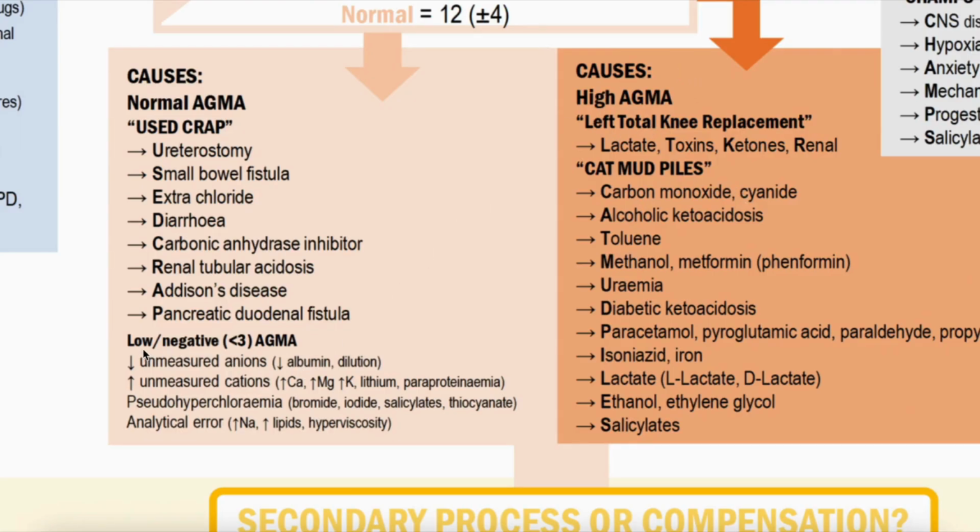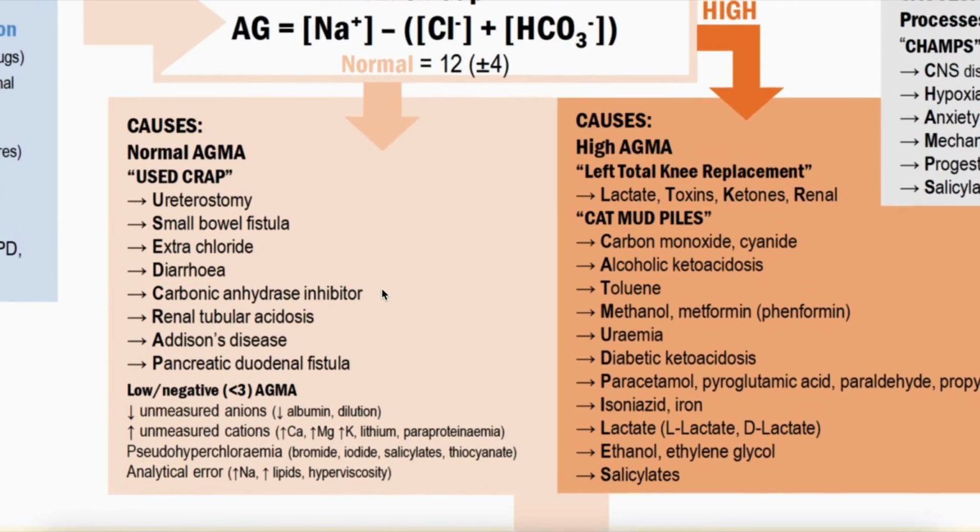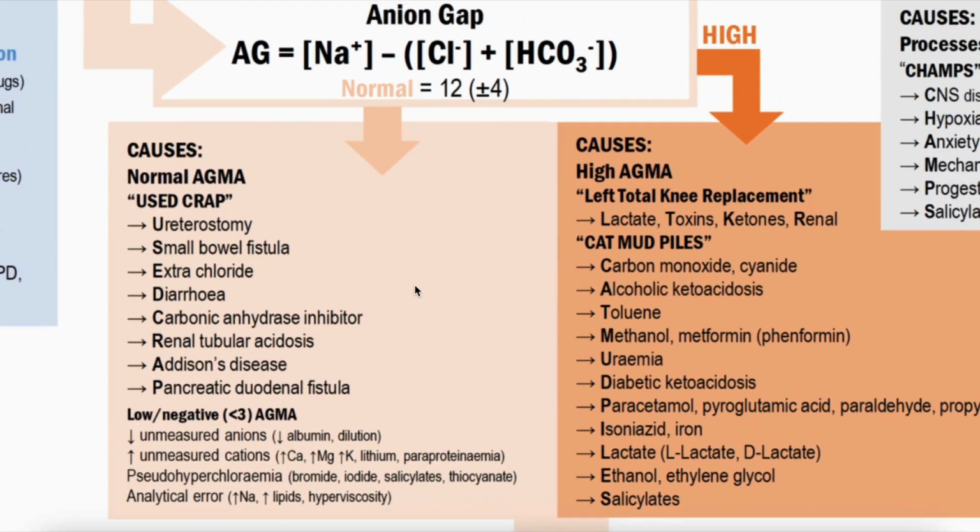And if there is a low or negative anion gap, it is caused by reduced unmeasured anions such as reduction of albumin and dilution, and increased unmeasured cations such as calcium, magnesium, potassium, lithium, and paraproteinemia. So this is a very brief description, and I will make a very lengthy and very detailed video in the near future.